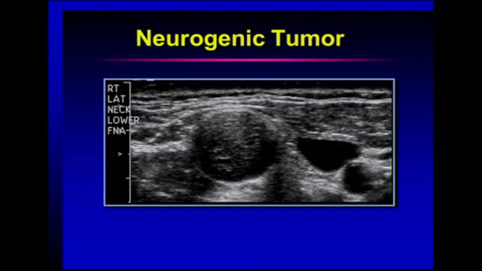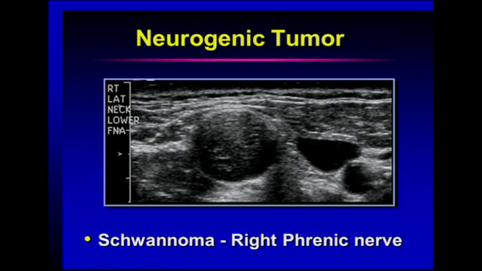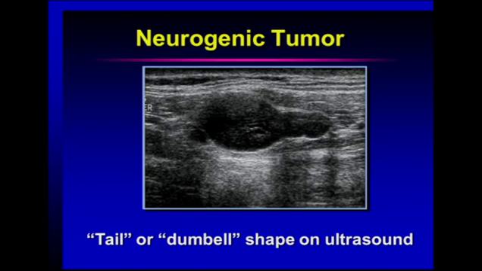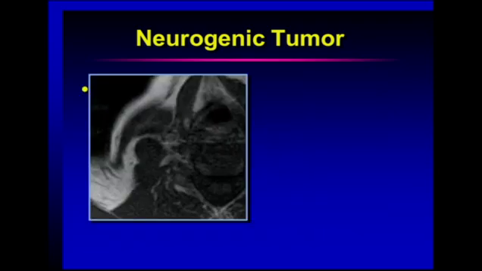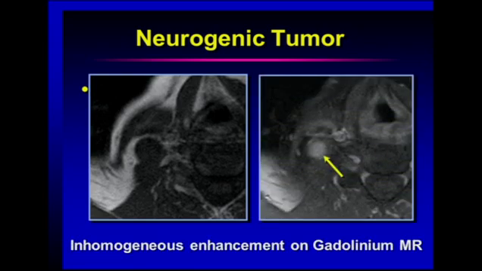Finally, one will also encounter neurogenic tumors in the neck. Here, lateral to the right carotid artery and internal jugular vein, there's a rounded soft tissue mass. This was a schwannoma arising from the right phrenic nerve. If we look at the mass in a longitudinal view, sometimes you will see the typical tail or dumbbell shape of this mass on ultrasound. There's a small amount of internal flow within it. On MR imaging with gadolinium contrast material, it has an inhomogeneous enhancement pattern quite typical of a neurogenic tumor.